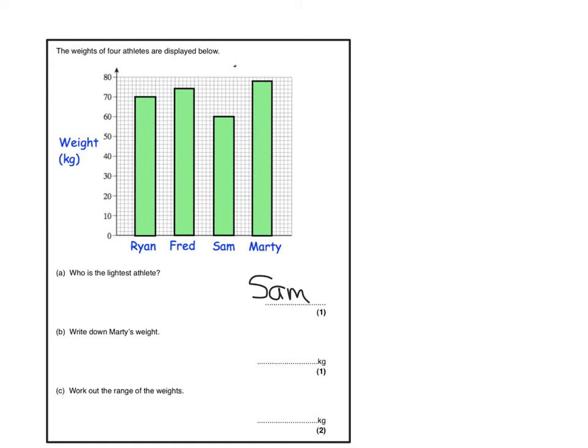Write down Marty's weight. So Marty is here. Now what you would do is get a ruler and draw a line across from Marty's height. And you would get that it's about 78.